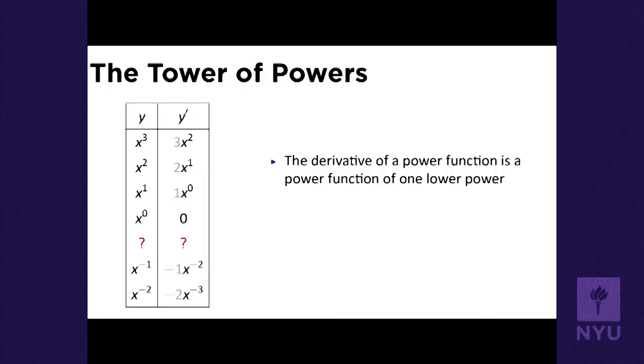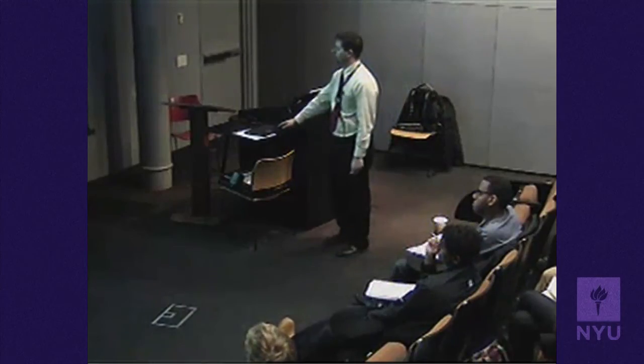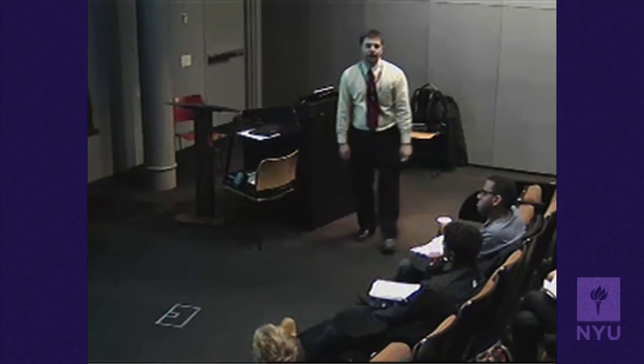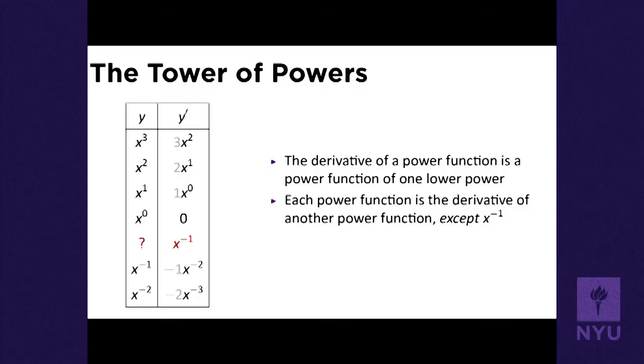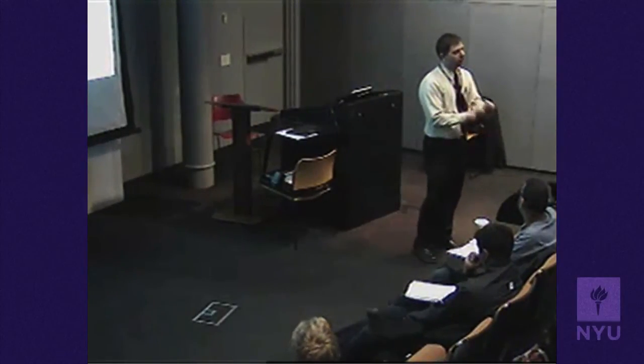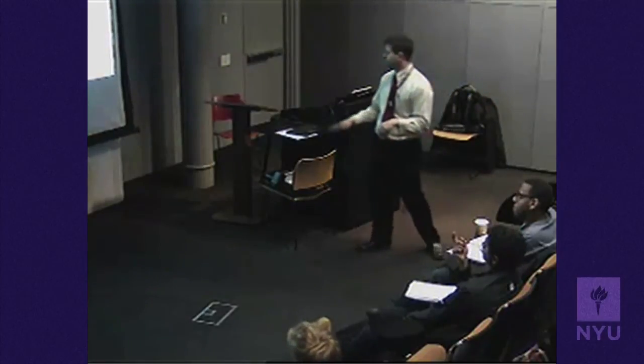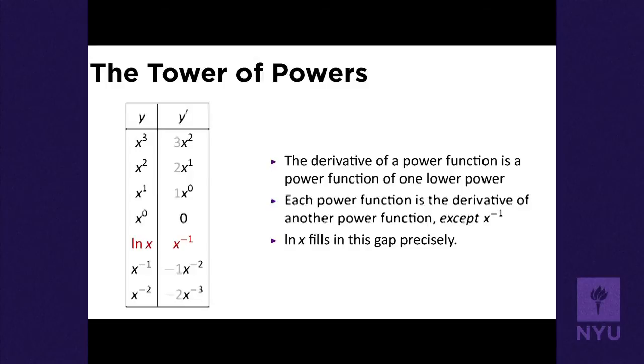But there was one power function which did not have a power function as its derivative, and there was one power function which was not the derivative of another power function, and that was x to the minus 1, 1 over x. If you tried to find a power function whose derivative is x to the minus 1, what you end up with is dividing by 0, and we know that's bad. Natural log of x fills in that gap very nicely. It's sort of the missing power function.